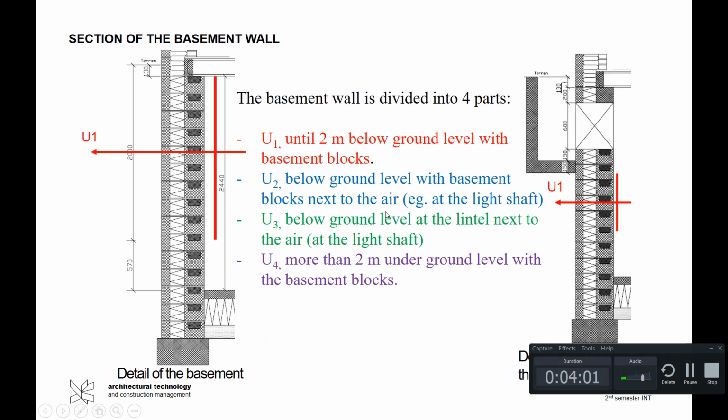Then we have U2. And U2 is the part that we have here going out to air under the window in the light shaft. And that's all this part here. So we also take the boundary of the light shaft included here. Then we have U3, which is up here where we have the lintel, which is carrying the slab for the ground floor. And then we have U4, which is below 2 meters under terrain, which we have here.